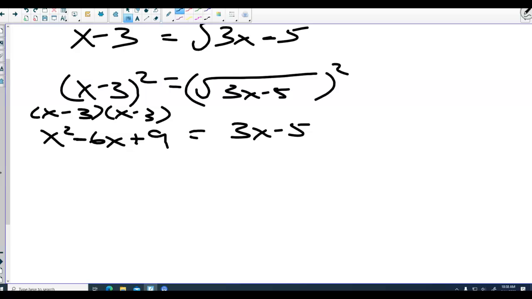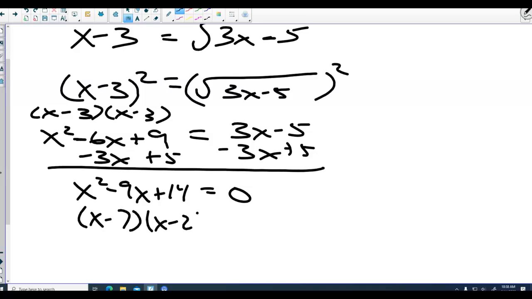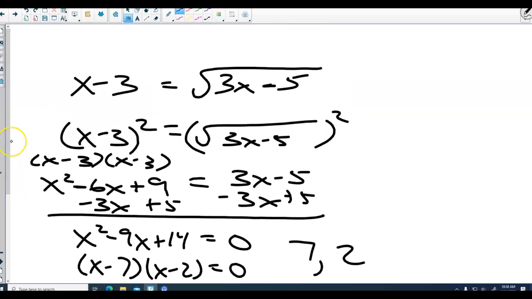equals that 3x minus 5. Now whenever you have a problem where there's an x squared and x and neither one of them cancel out, we have to get them all to one side and factor. So we get x minus 7, x minus 2 when we factor, and my answers are 7 and 2. Now, normally, I would ask you to check this work. This has to be done.